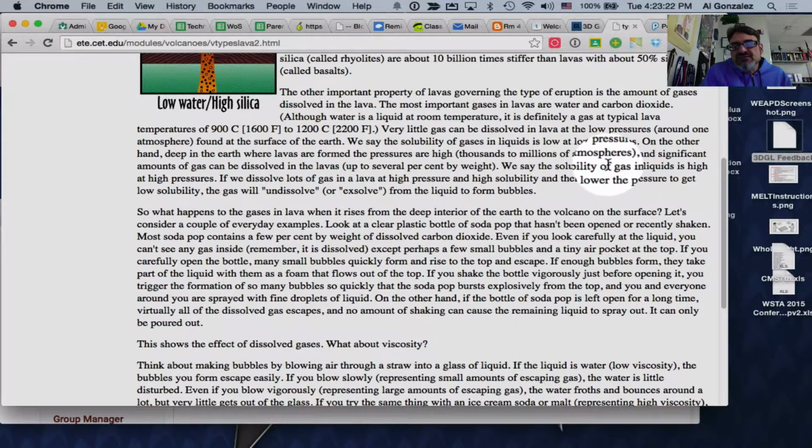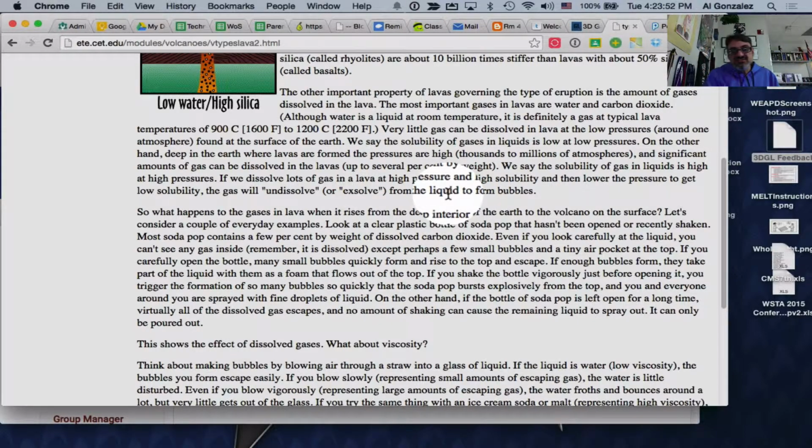We say the solubility of gas and liquids is high at high pressure, and that's a fancy way of saying the higher the pressure, the more gas you can dissolve in it. If we dissolve lots of gas in a lava at high pressure and high solubility, and then lower the pressure, which means as it comes up to the surface of the Earth, that's low solubility, the gas will undissolve or exsolve from the liquid to form bubbles.